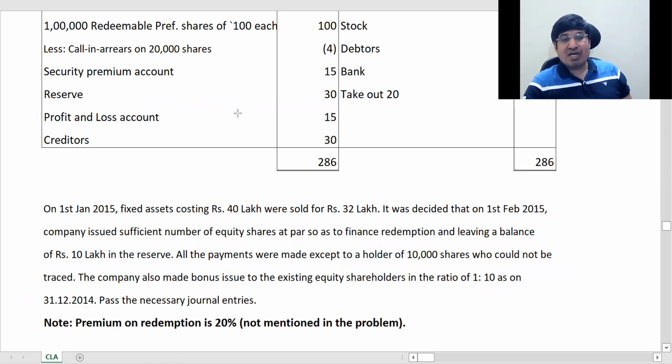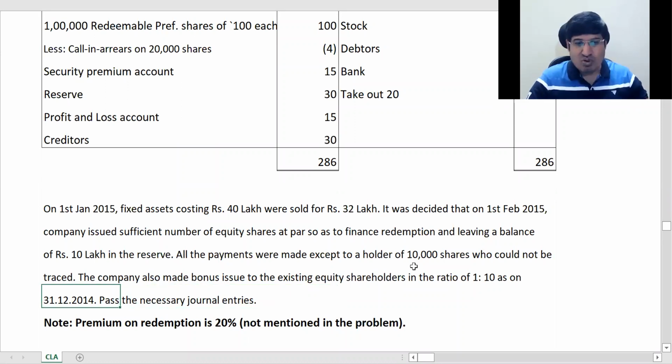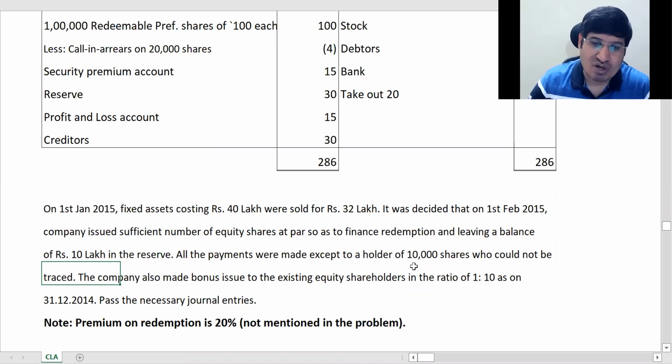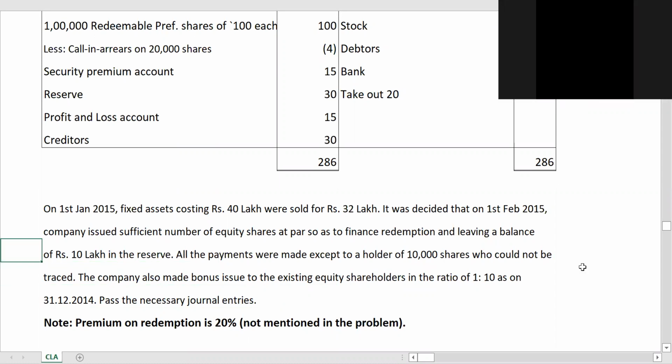Only difference will be आप ये entry पहले करेंगे, but ये entry सबसे last में की गई है, which means ये सब होने के बाद ये bonus issue किया गया। So what they are trying to suggest is they have done bonus issue after this. Now what कितना bonus issue है वो भी let us see now. 1:10 is what they are saying.